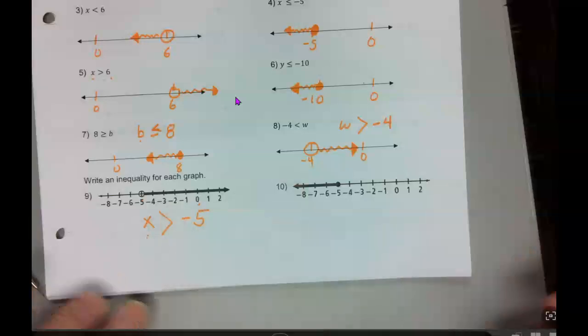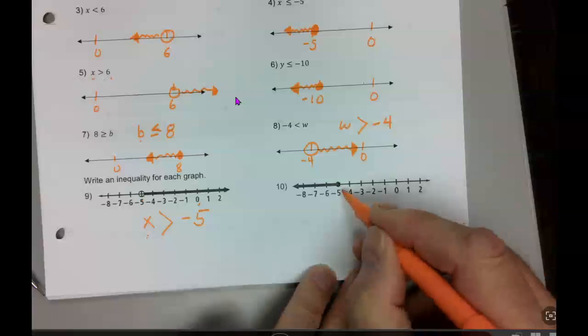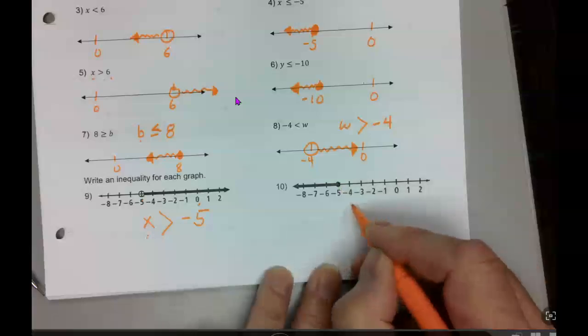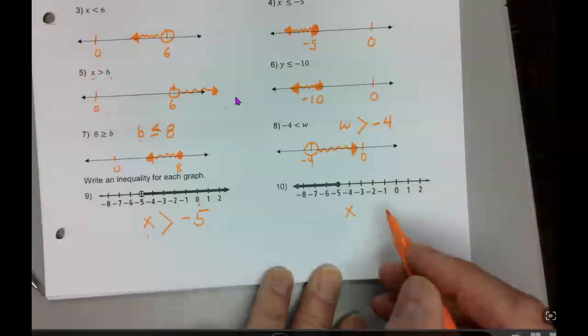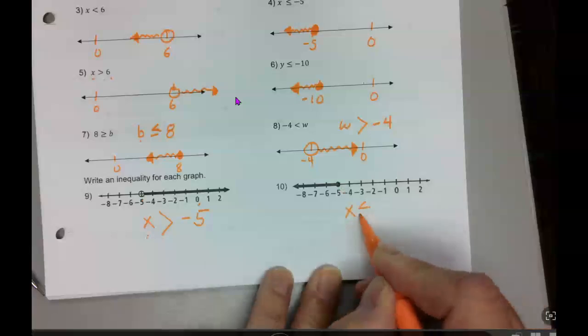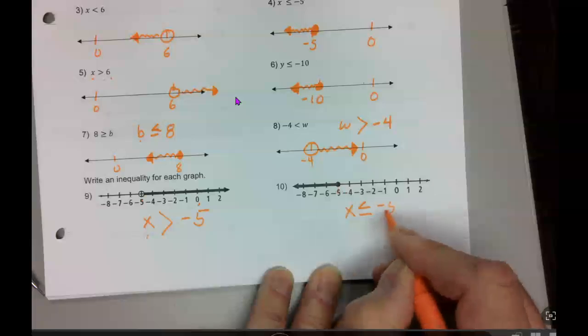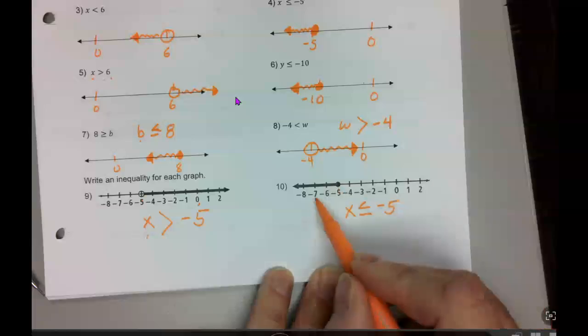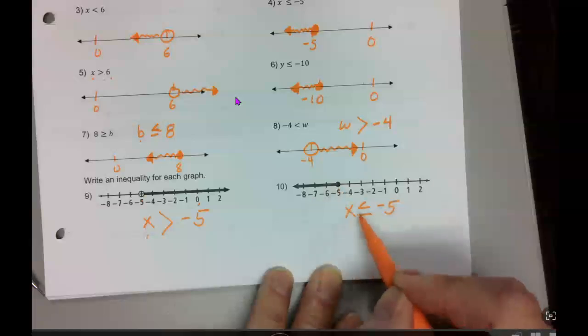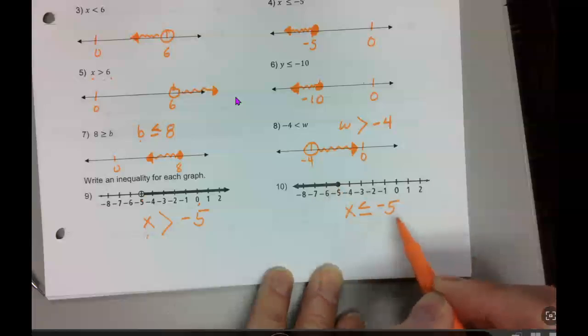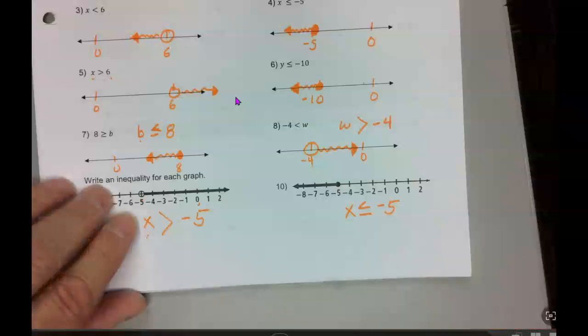Yep. This one here. This time, x is going to be what? Less than or equal to, because it's got what kind of a circle? Closed. Pick a number, -7. Is -7 less than or equal to -5? Yep. Okay.